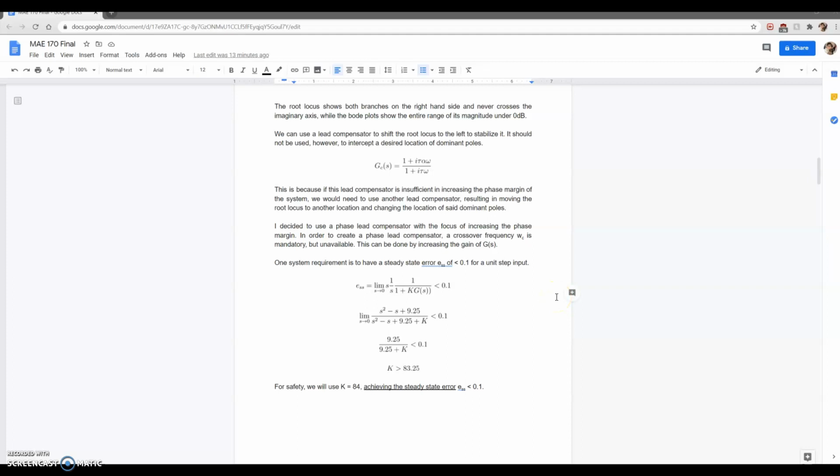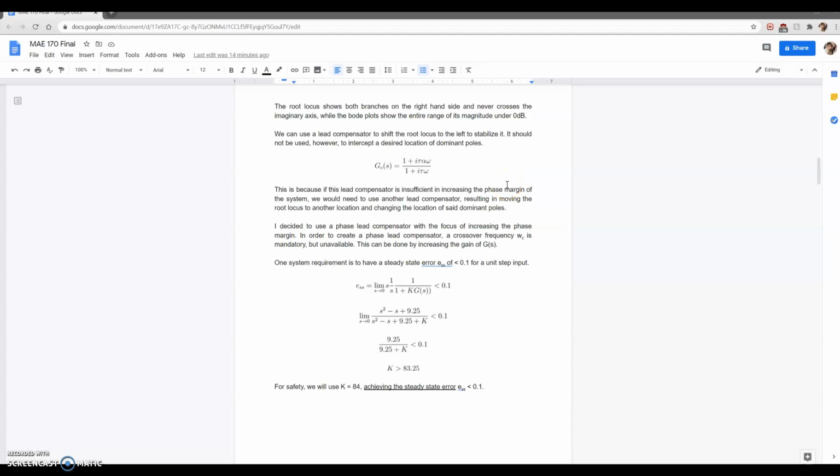This lead compensator is focused on increasing the phase margin and not trying to intersect a specific dominant pole, because if the first phase lead compensator isn't enough to achieve the proper phase margin, then we would need another lead compensator and it would change the dominant poles. So focusing on the phase margin, we would need a crossover frequency first to make one. And we can find a crossover frequency if we can find a gain for the original transfer function.